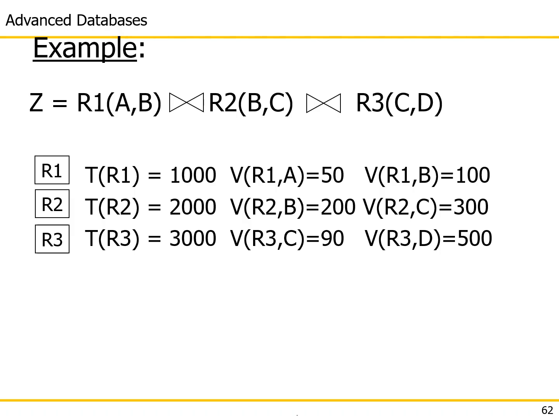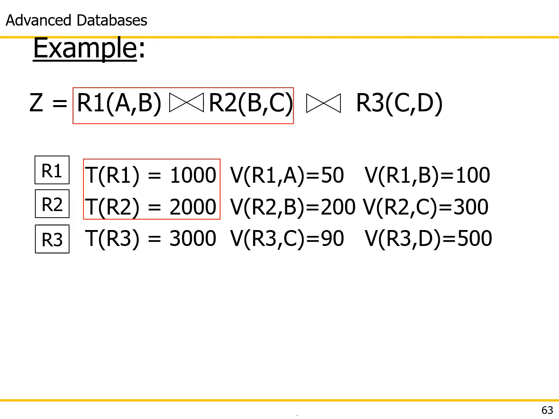Now, even here, really nothing surprising. I'm having a join between 3 tables. R1 and R2 are joined on B, R2 and R3 are joined on C. As long as I have my stats, I will do it stepwise. I will do R1 with R2.